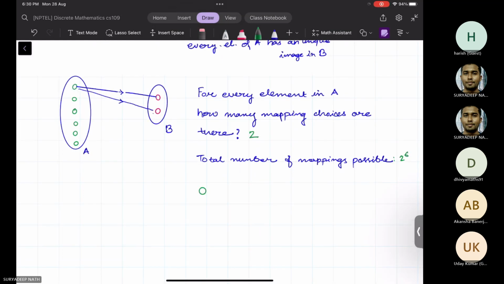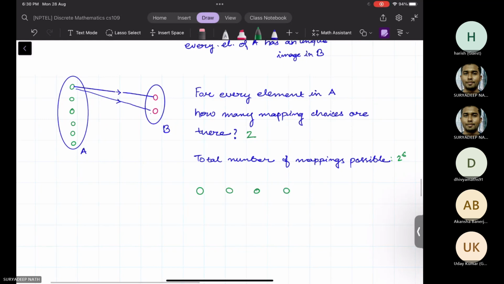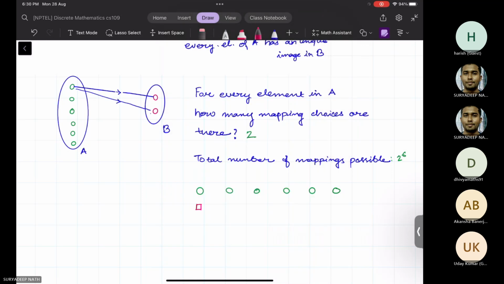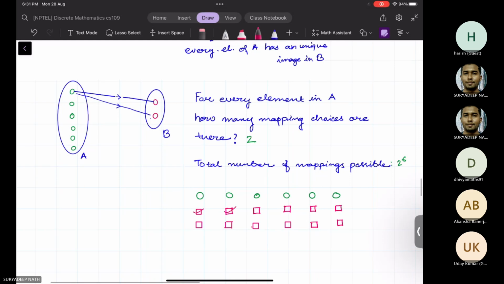This is from your first lecture. You have six elements: 1, 2, 3, 4, 5, 6, and each of these six elements can be mapped to two elements from B. So every element has two choices to be mapped to, either of the elements in B. One mapping could be that the first element is mapped to, let's say, the first element in B. The second element in A is mapped to, let's say, the first element in B. And let's say the mapping looks like this. It could be like this, right?